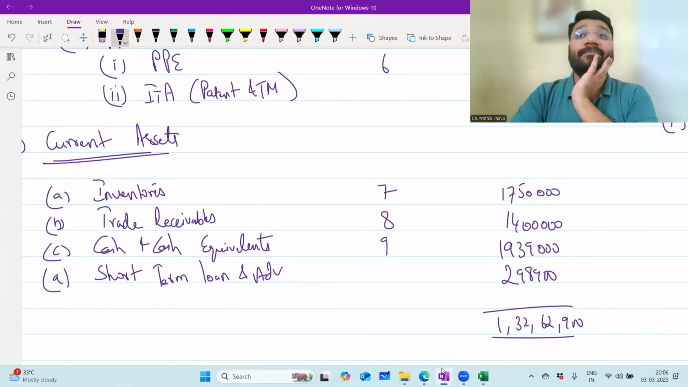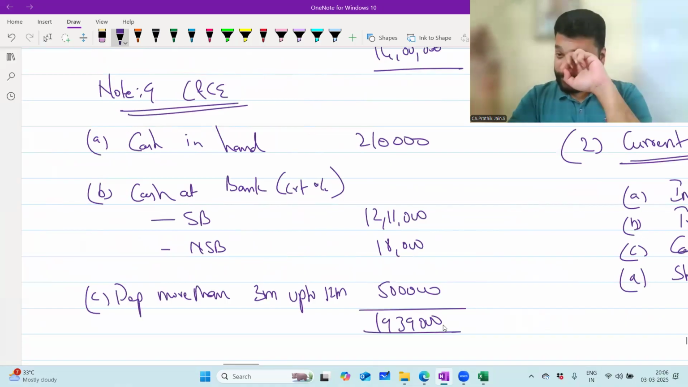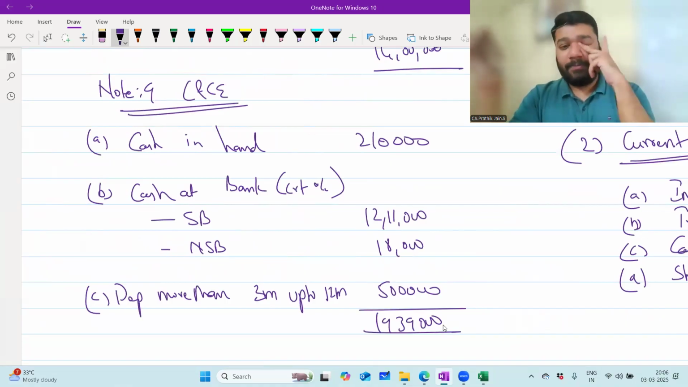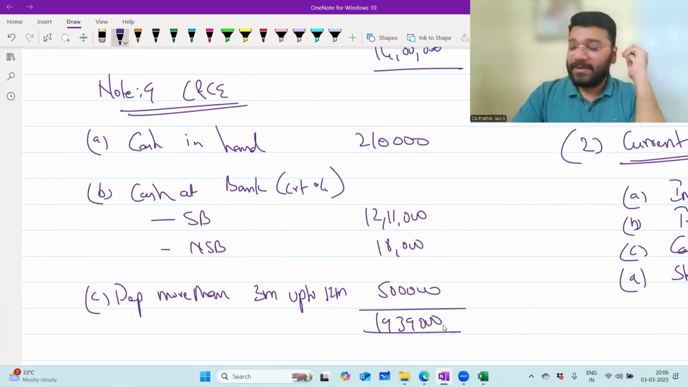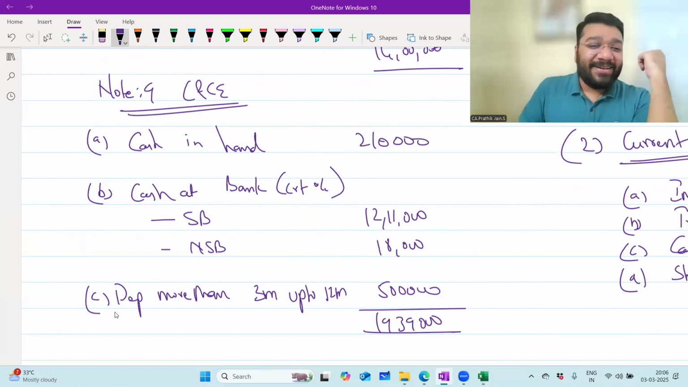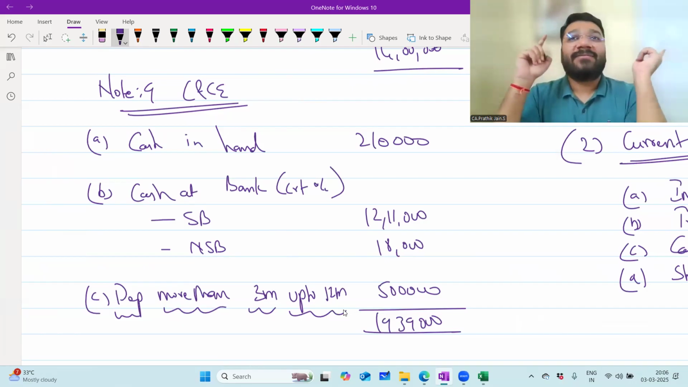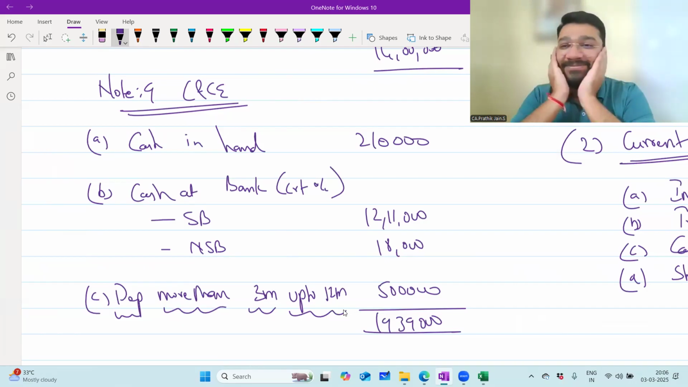Easy. Note number 9 once again. Note 9. Deposit more than 3 months up to 12 months. Subiksha is like, sir, I'll take my statement back, sir. This is deposit. More than 3 months up to 12 months. It is neat. Something is wrong with your eyes. No, sir, that thing I saw other bank deposits and ICAI.